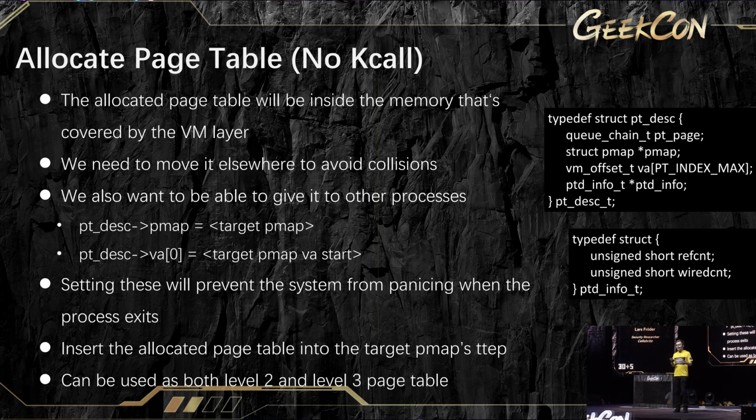So, very easy solution: we simply find the descriptor again, and inside this descriptor we can simply replace the PMAP and the virtual address with the object of the process and the virtual address we want. So after we've done this, we can essentially assign this page table to any process at any virtual address we want, and this will prevent the system from panicking. And basically we can now leverage this to gain proper physical read-write.